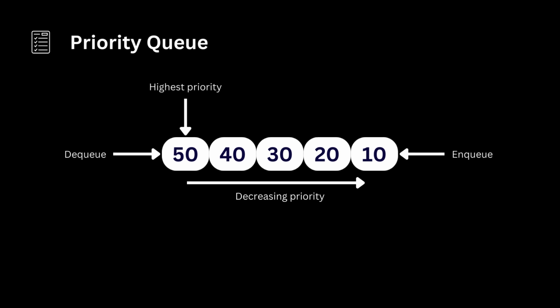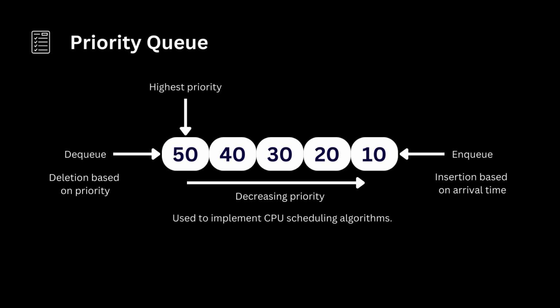A priority queue is a special type of queue where elements are arranged based on their priority. In this queue data structure, each element is associated with a priority. If multiple elements have the same priority, they are arranged according to the FIFO, that is, first in first out principle. In a priority queue, insertion is based on arrival time, while deletion is based on priority. Priority queues are primarily used to implement CPU scheduling algorithms.